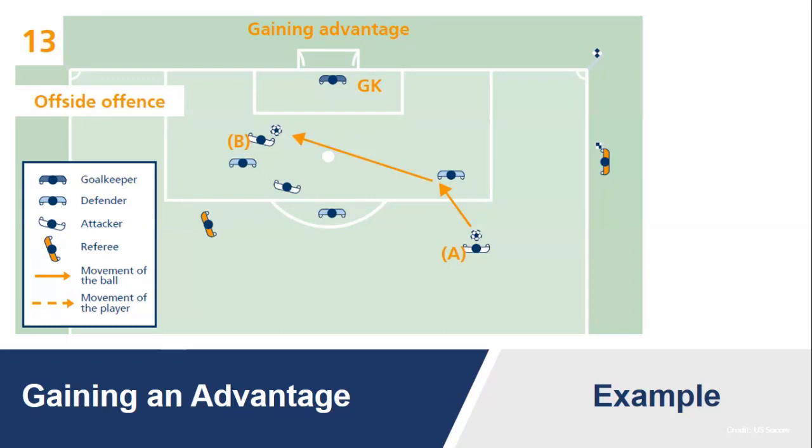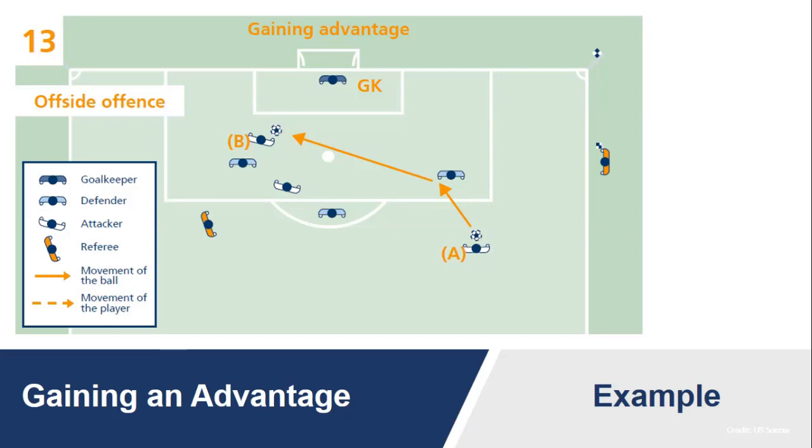In this case, we have a deflection. So just because it glances off the defender doesn't necessarily mean they've deliberately played that ball. Look at the space, look at the time, and the ability for that player to play that ball, and then you'll be able to determine whether or not it was deliberate versus a deflection.